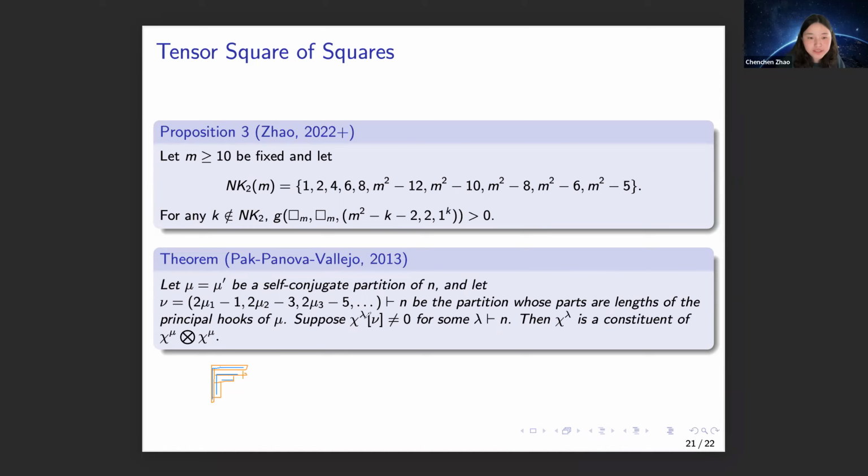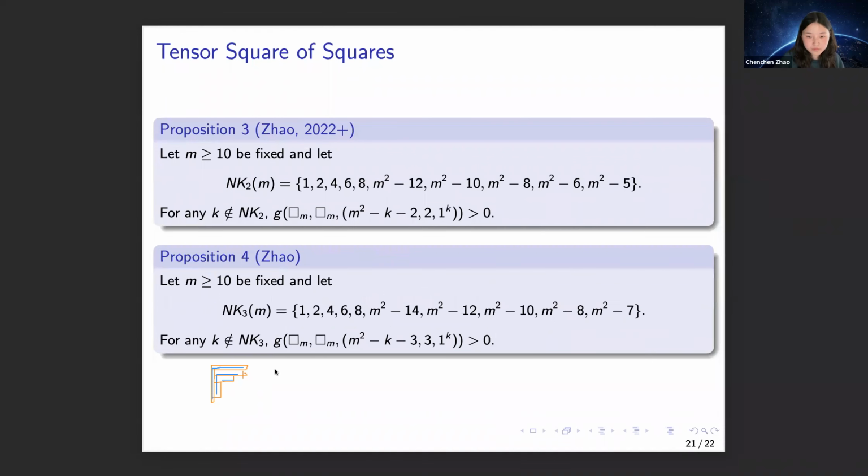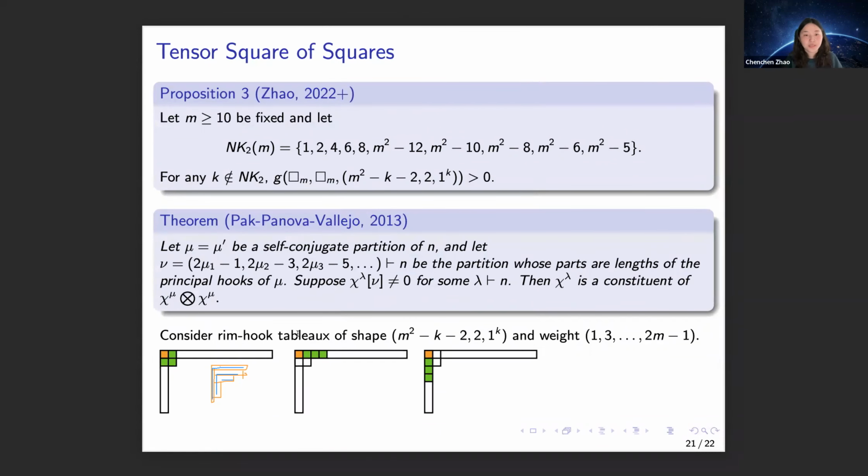So if the character of lambda evaluated at mu for some lambda is not 0, then this lambda will be a constituent of the tensor square of our mu. And we can use it to prove the positivity for this group of partitions that are near hook partitions. We're adding a single box to the corner of the hook.